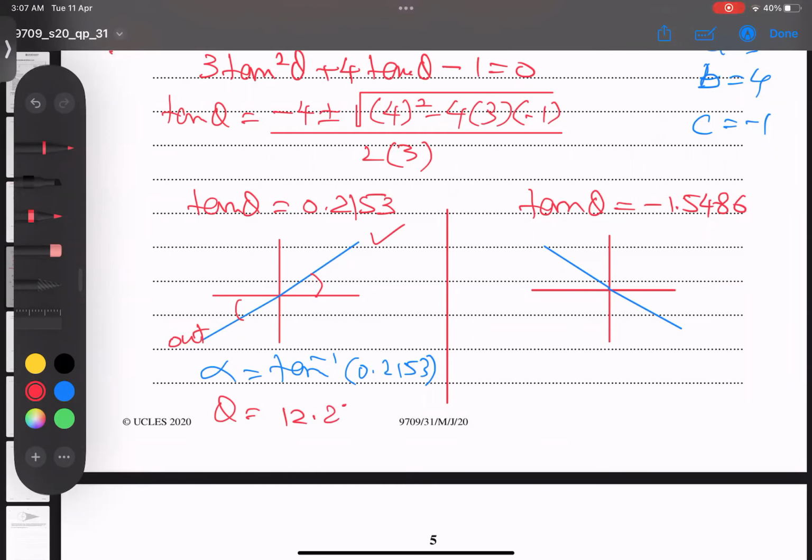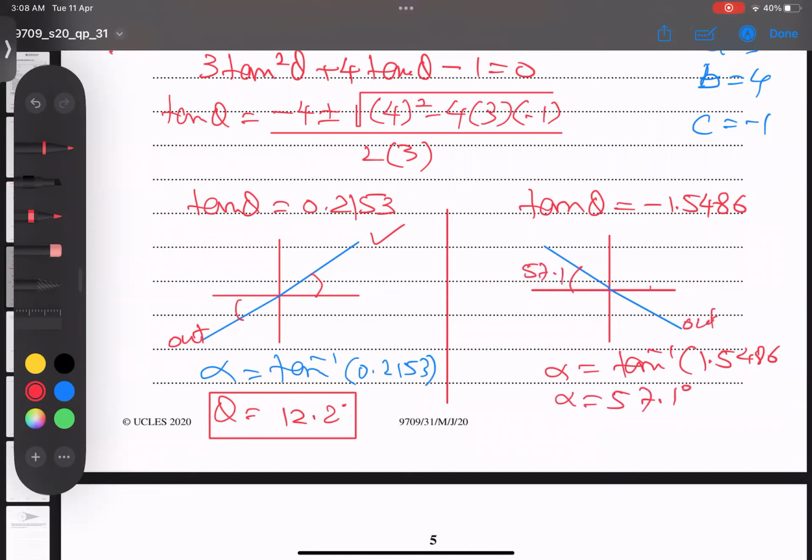Okay, so I think the point is very, very clear. 0.2153 exactly. So we got this one correct. Let's go for the second question, second part. When I go for the principal angle, students, alpha is equal to tan inverse, don't include the negative sign. So tan inverse 1.5486. And I'm getting here the principal angle is 57.1 degrees. And this is out of range. So this is my answer.